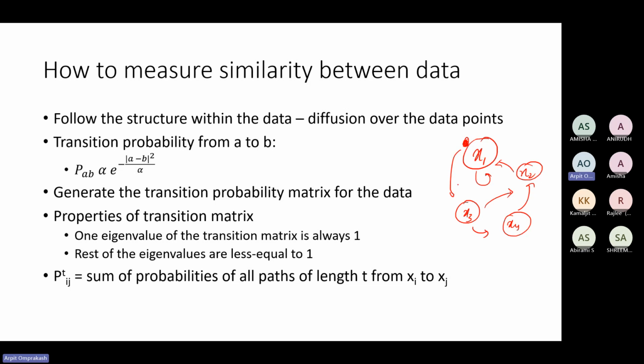Now, the transition probability between two data points is given by this. P_AB is proportional to e raised to the power of minus (a minus b) whole square by alpha. So (a minus b) whole square is the Euclidean distance between them, right? If the distance is less, then it's more likely that the transition will happen. For example, in this case, it's more likely the transition will happen between x1 and x2 than between x1 and x4, just because they are farther apart in the higher dimensional space.